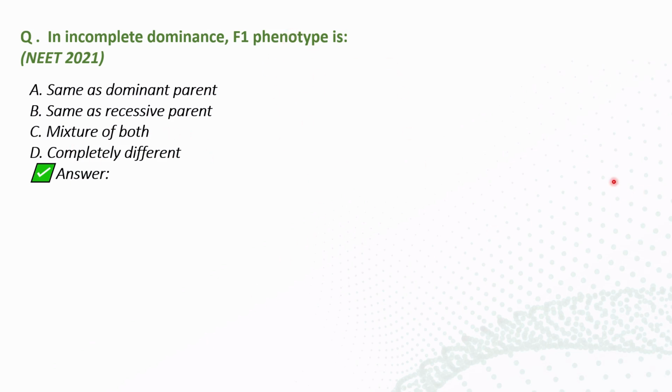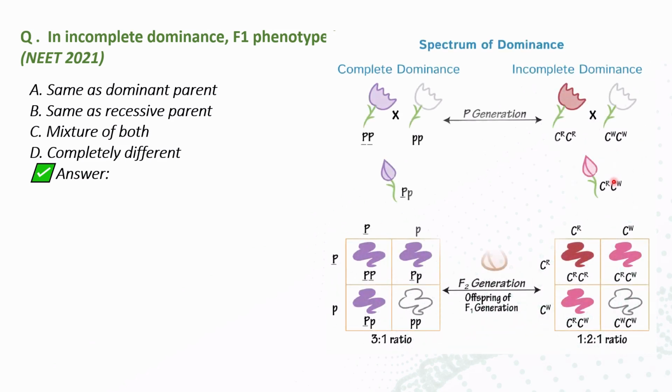Okay, how it will appear and how it will look, here they are asking. For that, if we see the table, you can understand easily. Here you can see the spectrum of dominance. Normally dominance is of three types: complete dominance, incomplete dominance, and codominance. Codominance means the characters will appear from both the parents, means equal priorities.